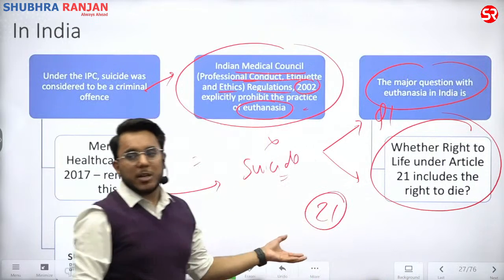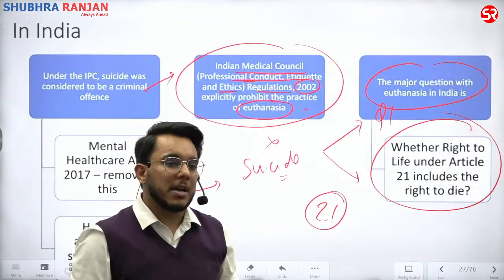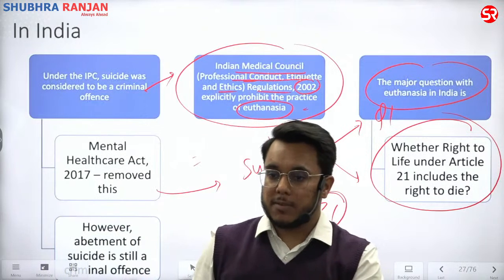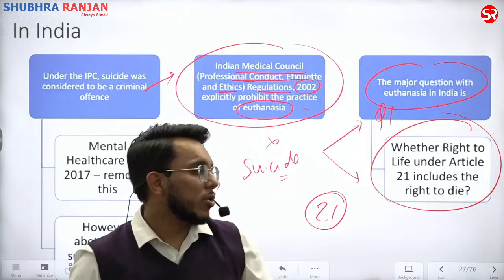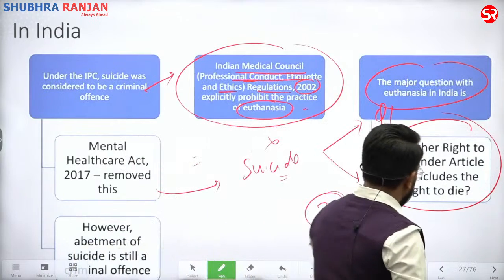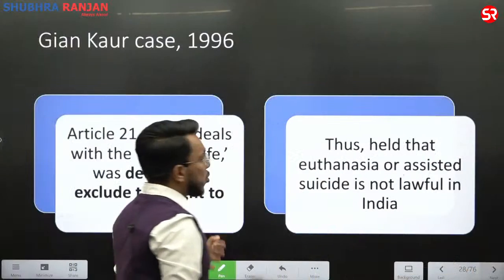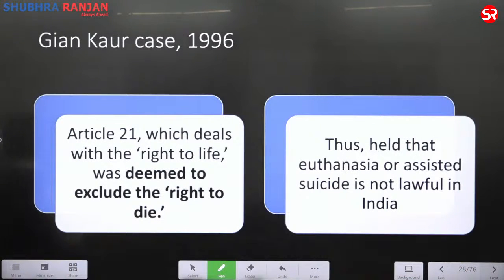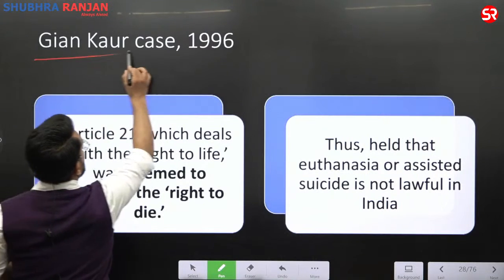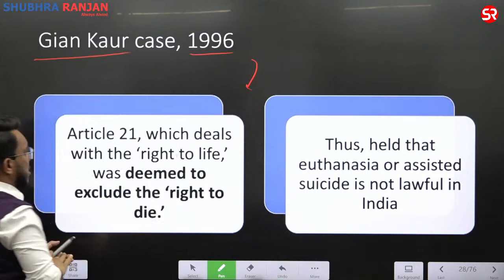And meanwhile, the Aruna Shanbaug case also came to the limelight, that a woman is suffering, in a vegetative state for more than 40 years. She should be given euthanasia. Now, this matter has reached the Supreme Court on multiple occasions. Here we have two very important judgments of the Supreme Court which deal with euthanasia. Number one is the Gyan Kaur case of 1996, the Gyan Kaur judgment.